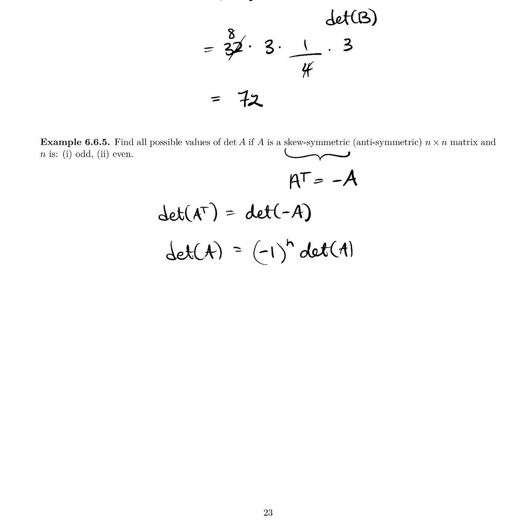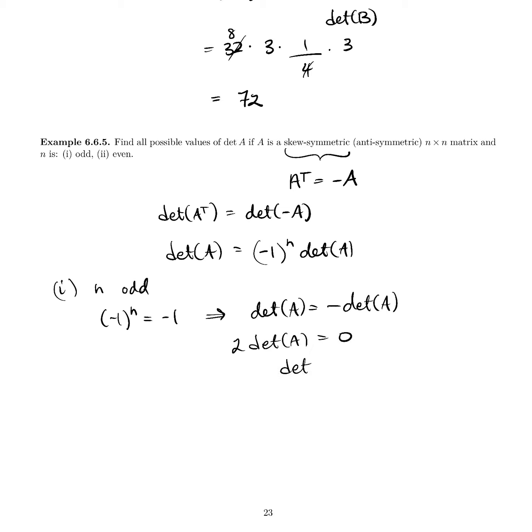And now we're going to split this into the two cases. If n is odd, then minus 1 to the n is equal to minus 1. Which means that our equation becomes determinant of A is equal to negative determinant of A. Now there's only one number in the world that has that property, but if you don't see it, we can add the determinant to both sides, and so we get 2 times the determinant of A is equal to 0, divide, and determinant of A equals 0.